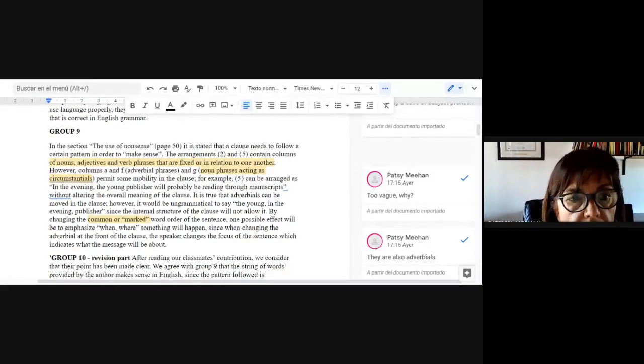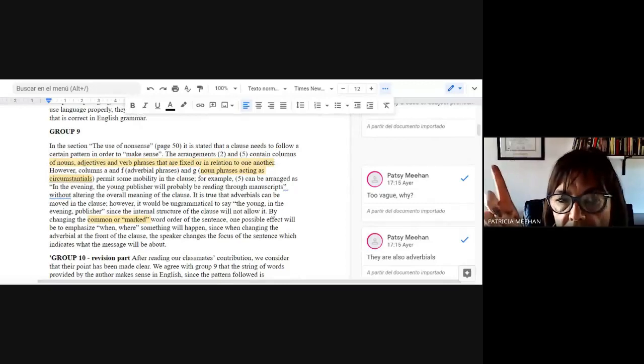relation to one another. However, columns A and F, that is plum, probably, suddenly, that is A, and F is unglachably, shyly, through, adverbial phrases. And then you said G, noun phrase acting as a circumstantial: in the read, in the street, in the evening. What's the problem with the last one, noun phrases acting as circumstantials? G is also an example of adverbial phrases. So A, F, and G, all of them are adverbial phrases. Adverbial phrases, not adverbs. Not adverbs working as adverbials or circumstantials, but adverbial phrases. They're all adverbials. Is that clear?